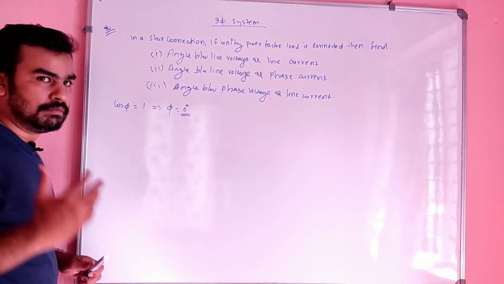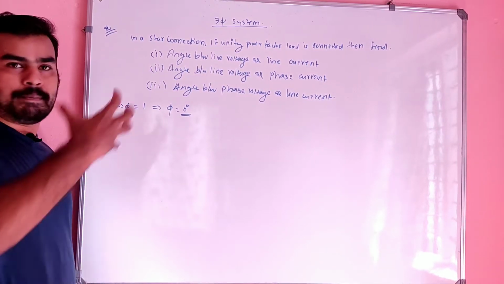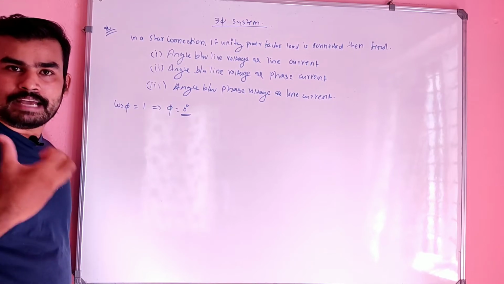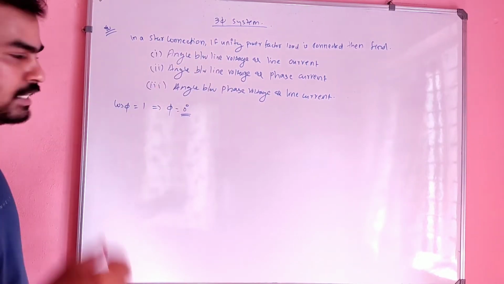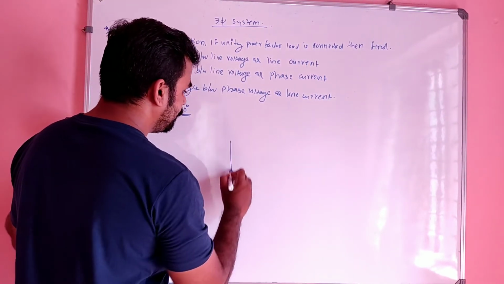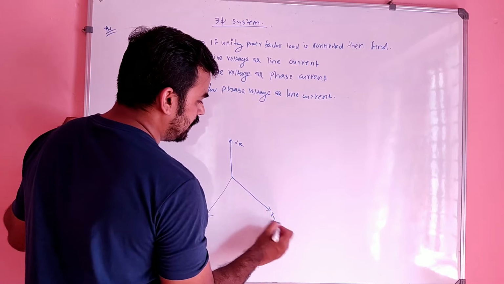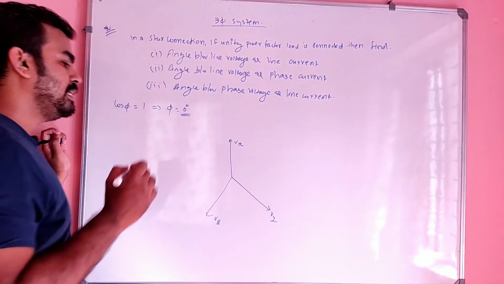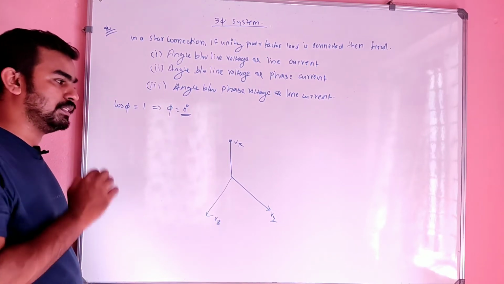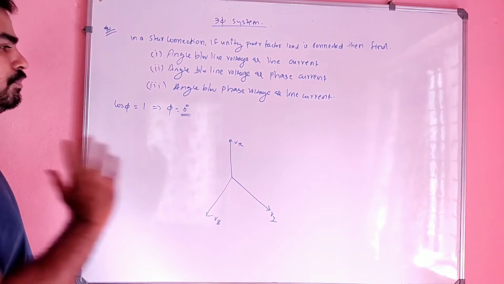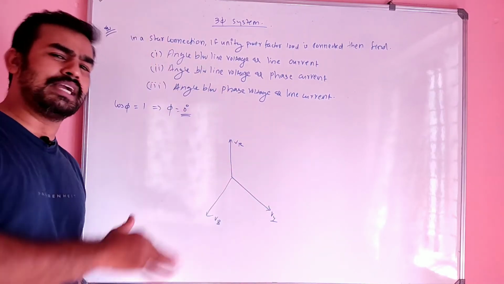That means unity power factor load is nothing but the current. The absorbing element is called the load, and the absorbing parameter is nothing but the current. Suppose you have a balanced three phase system like this, let it be VR, VY and VB. Always focus on this diagram, because it tells a lot to us. If you know this diagram clearly, any question regarding line voltage, line current, phase voltage, phase current, you can solve easily.